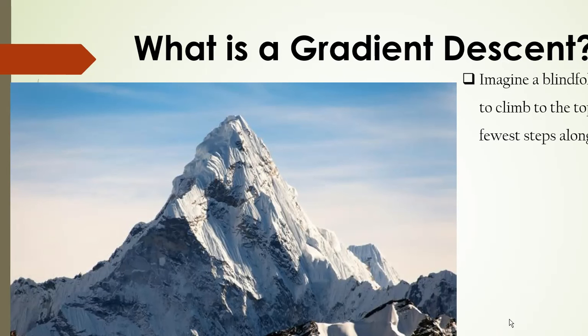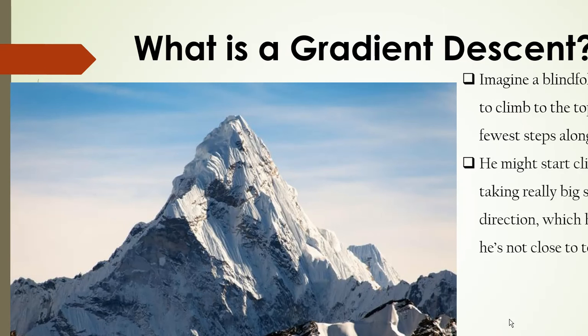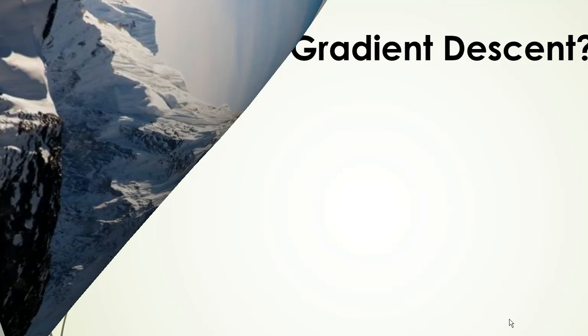Now we are coming to an example. Imagine a blindfolded man who wants to climb to the top of a given hill with the fewest steps along the way possible. He might start climbing the hill by taking really big steps in the steepest direction, which he can do as long as he is not close to the top. As he comes closer to the top, however, his steps will get smaller to avoid overshooting it. This process can be described mathematically using the gradient.